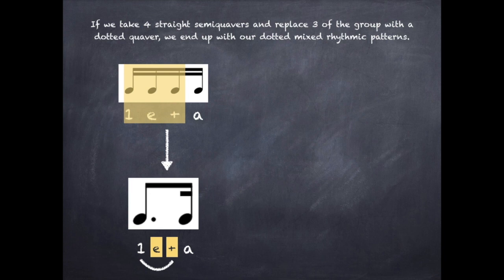You can also notice that they have been joined together with beams. One single beam joins the dotted quaver to the semiquaver, and then we have a little second beam attached to the second note to identify that as a semiquaver.